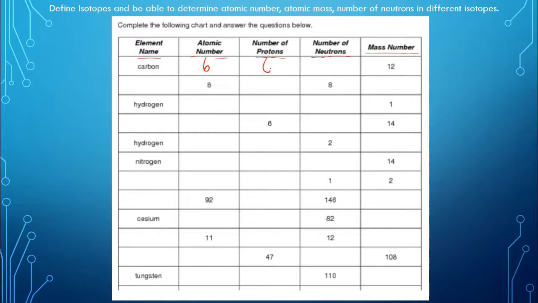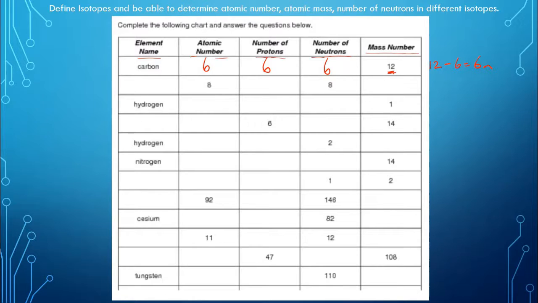So therefore it must have 6 protons. Number of neutrons. Well, we need to use the mass number given to us here to work out the number of neutrons. So if they've given us 12, number of neutrons will be mass number minus atomic number, which gives us 6 neutrons. So the number of neutrons here would be 6. And there you go. That's carbon.